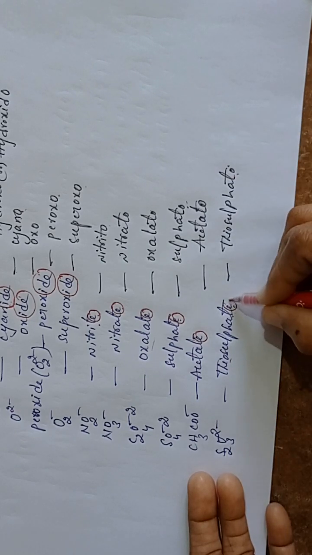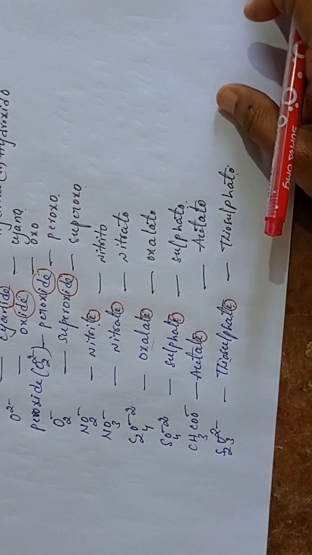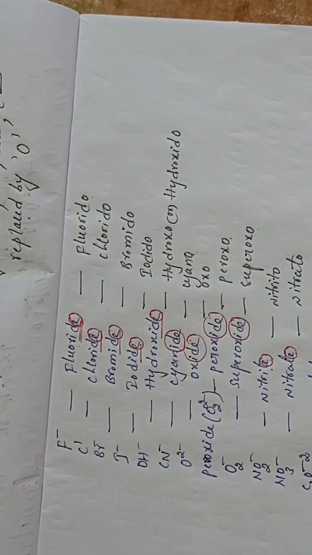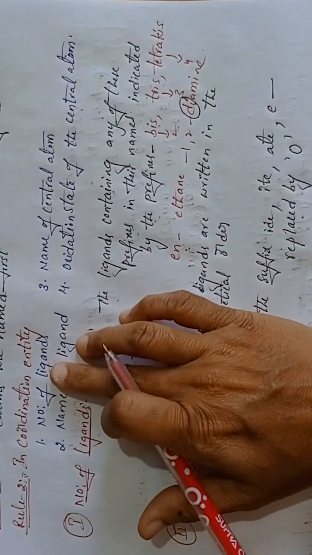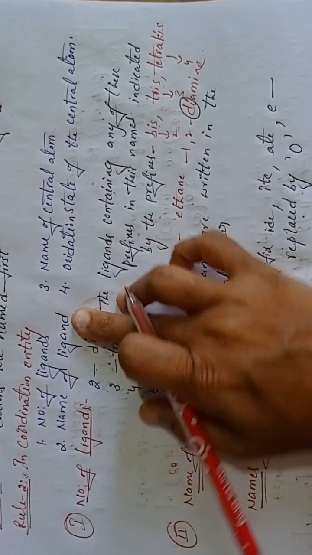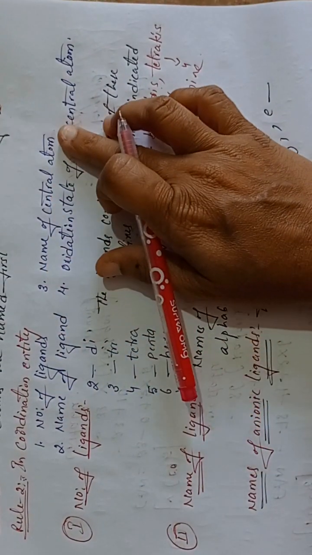Are you understanding, students? So what suffixes are there? "-ido", "-ito", "-ato", and e is replaced by o, students. This is the names of anionic ligands. So after that, what is the sequence, students? Number of ligands completed, name of the ligand completed. Now third one is name of central atom.